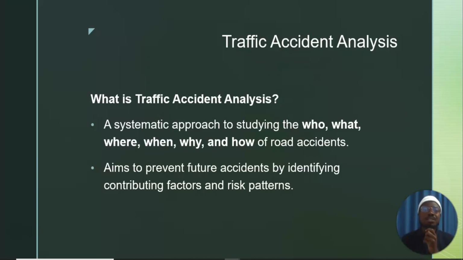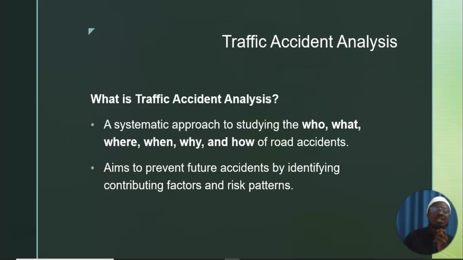So this approach is all about studying the who, maybe those who are involved in the accident, the what, which is the accident, the where the accident occurred, the when, at what time the accident occurred, why exactly the accident occurred, and how of the road accident. These questions are very important, and understanding each of those points helps us to have a good and effective traffic accident analysis. So it is very important for us to take into consideration the who, the what, the where, the when, the why, and the how of any road accident.